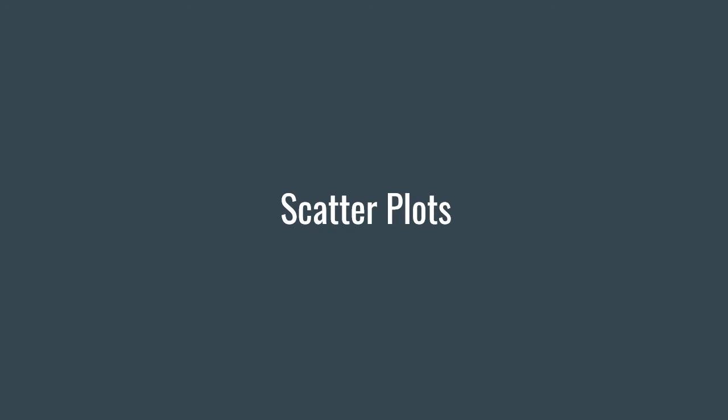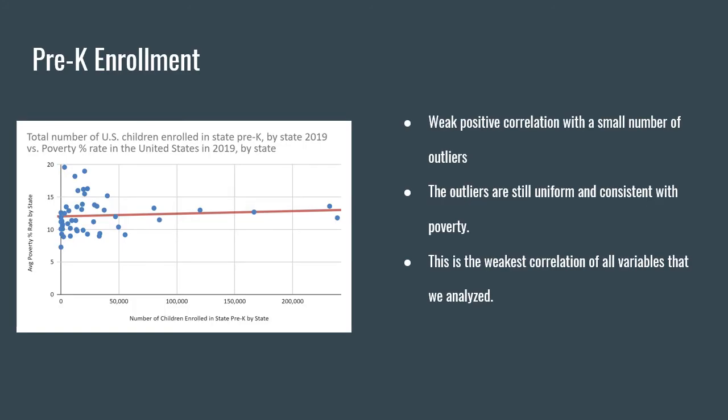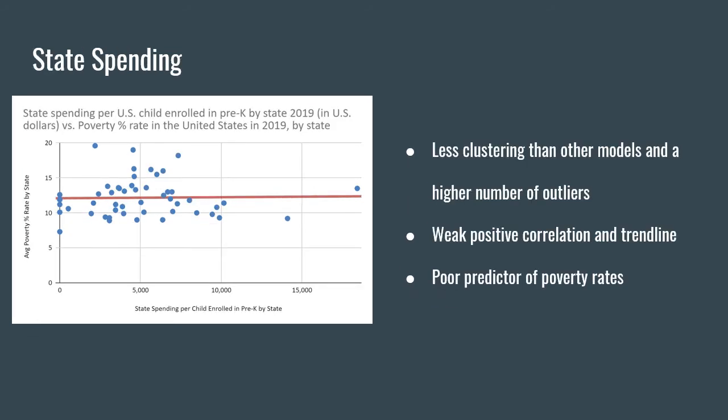So our scatter plots support our intuitive prediction that we used in the initial data in pre-K enrollment. There's a weak positive correlation with a small number of outliers here. The outliers are still uniform and consistent with poverty, but this is the weakest correlation of all the variables that we analyzed. The next scatter plot is state spending.